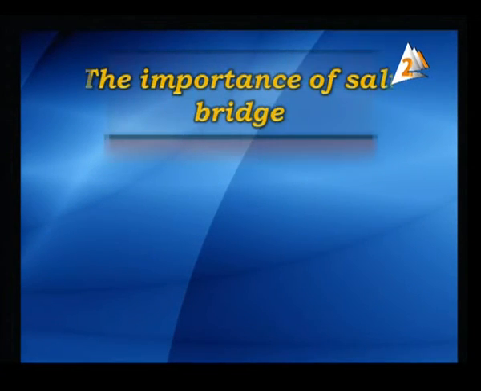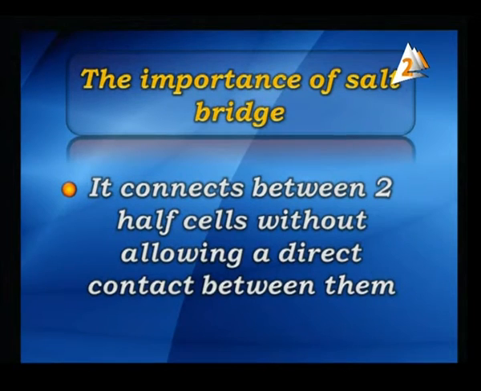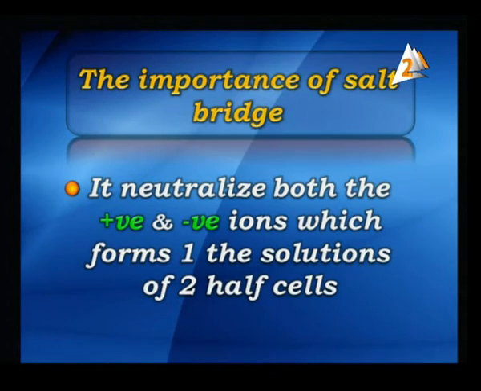But after that, the importance of the salt bridge can be listed as steps. For the first one, it connects the two halves of the cell, without allowing direct contact between them. It's very important to know that it allows the transfer of electrons from the copper to the zinc from inside. Number two, it neutralizes both the positive and negative ions which form in the solution of the two halves of the cell.